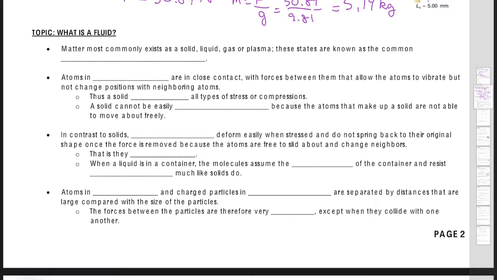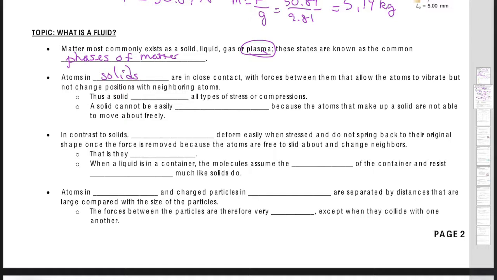Okay, so matter most commonly exists in 3 states, right? Or 4 states actually, because there's plasma. So you got solid, liquid, gas, or plasma. These are known as the phases of matter. Right? And so atoms in solids are in close contact with forces between them that allow the atoms to vibrate but not change positions with neighboring atoms.